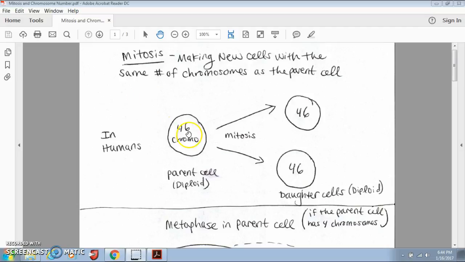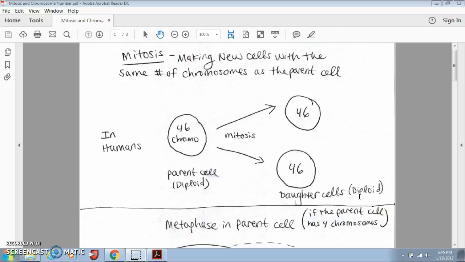So I've given you a little diagram here. Humans have 46 chromosomes in each of our body cells, and we're considering those cells to be diploid, which means that they contain two sets of chromosomes. In humans, each set is 23, so two sets would be 46. You get one of those sets of 23 chromosomes from your mother and one of them from your father. So we've got our diploid parent cell here with 46 chromosomes. When it goes through mitosis, it actually creates two daughter cells that each have 46 chromosomes as well. So they would also be considered diploid.